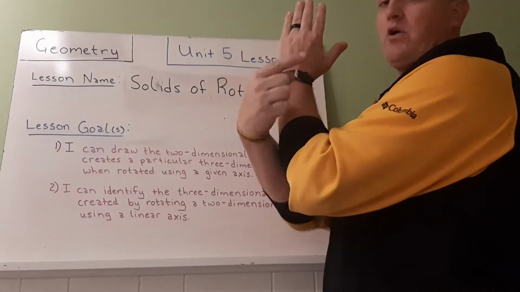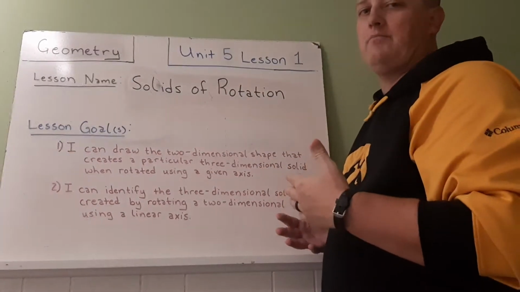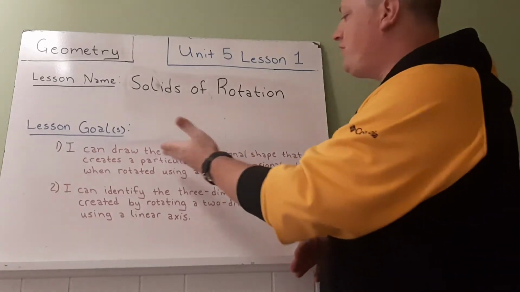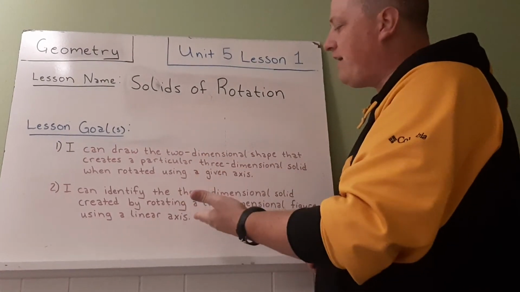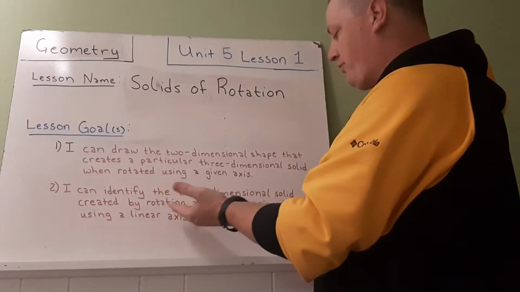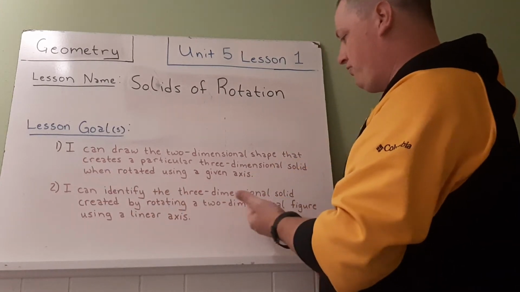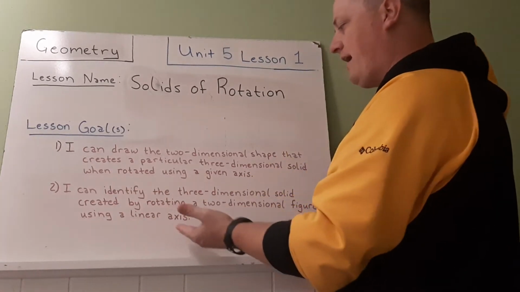is rotated around my arm. We want to know, what would that shape look like? So we have to know the two-dimensional shape and then figure out when rotating it what that three-dimensional solid would look like. I can identify the three-dimensional solid when created by rotating a two-dimensional figure using a linear axis.